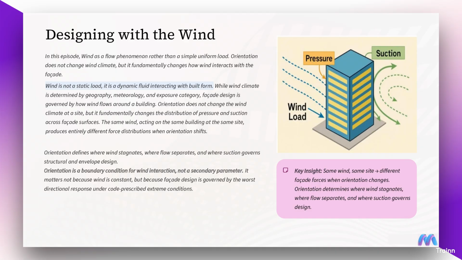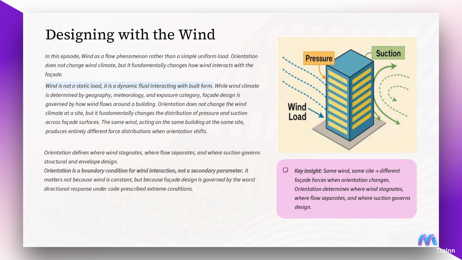While wind climate is determined by geography, meteorology, and exposure category, facade design is governed by how wind flows around a building. Orientation does not change the wind climate at a site, but it fundamentally changes the distribution of pressure and suction across facade surfaces. The same wind, acting on the same building at the same site, produces entirely different force distributions when orientation shifts. Orientation defines where wind stagnates, where flow separates, and where suction governs structural and envelope design. Orientation is a boundary condition for wind interaction, not a secondary parameter.